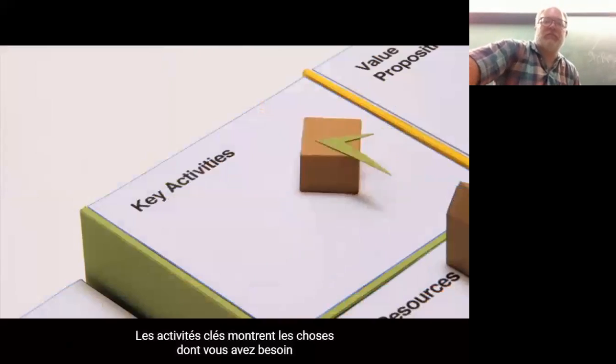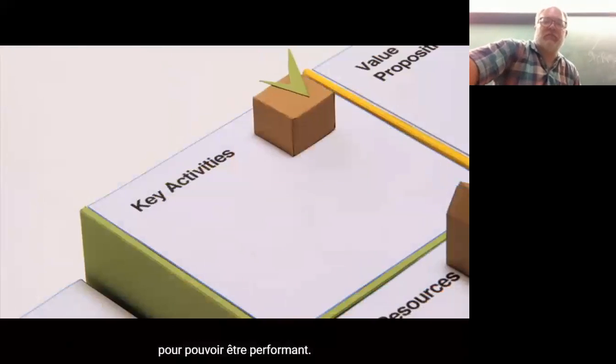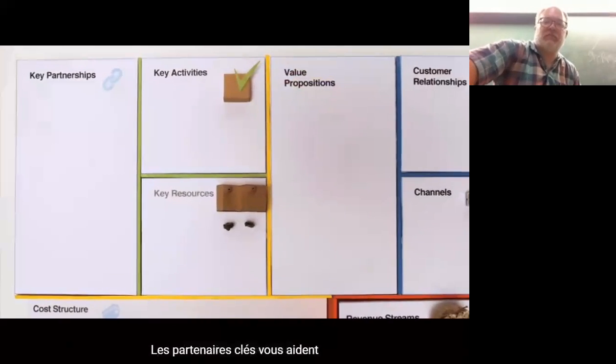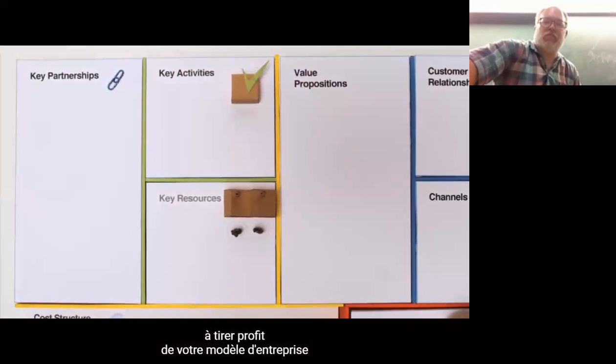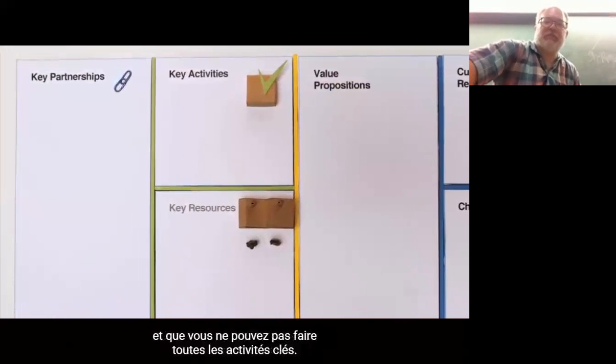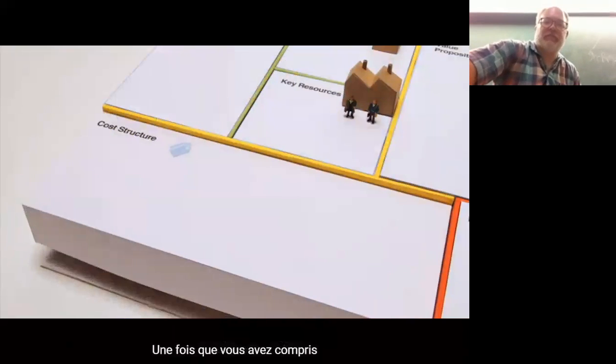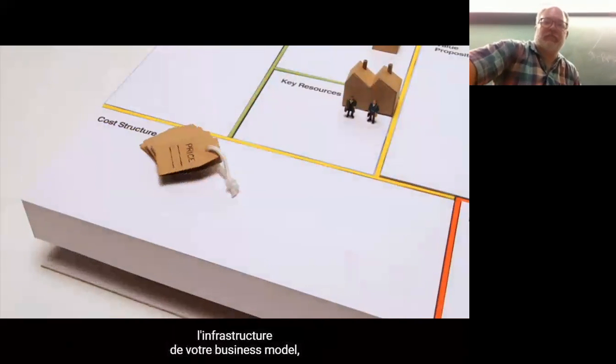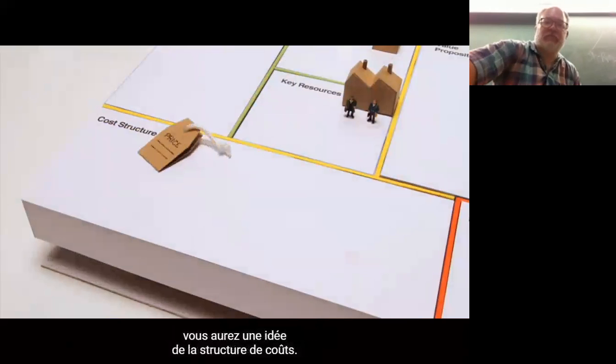The key activities show which things you really need to be able to perform well. The key partners show who can help you leverage your business model, since you won't own all key resources yourself, nor will you perform all key activities. Then once you understand your business model's infrastructure, you'll also have an idea of its cost structure.